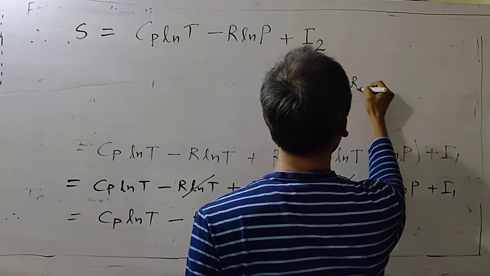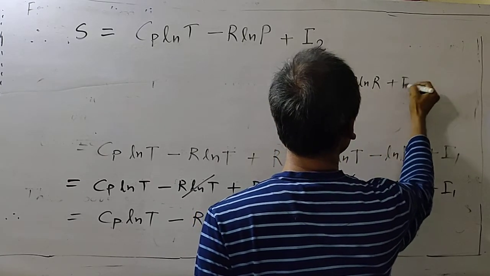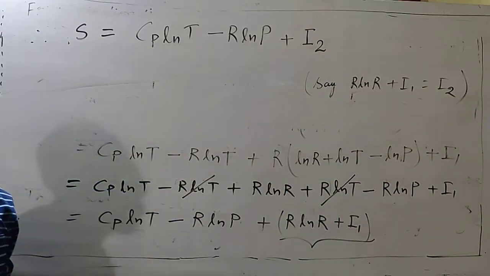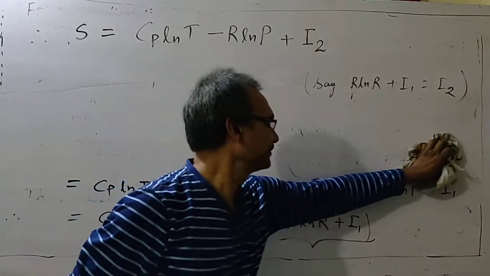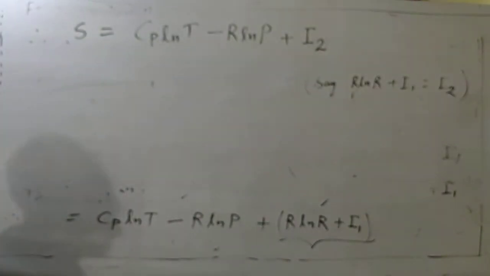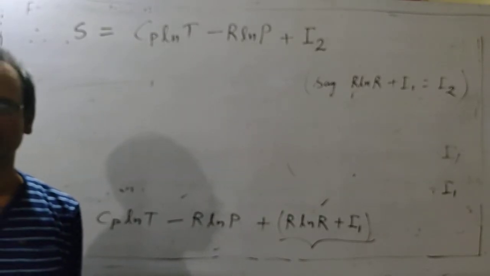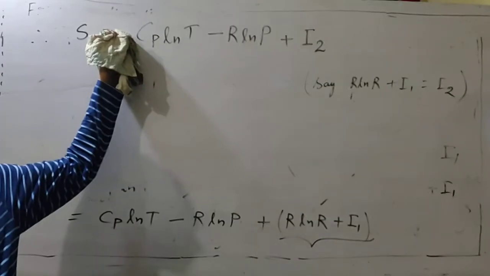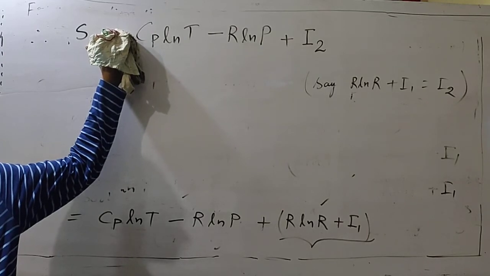Say R ln R plus I1 equal to I2 is another constant. The values of I1 and I2 cannot be obtained from thermal capacity, but the change in entropy delta S can be determined.